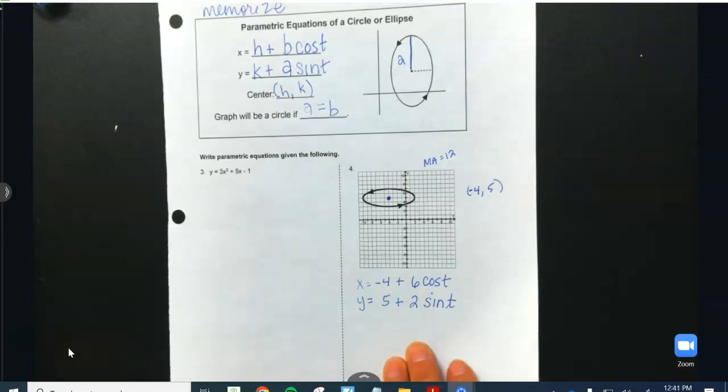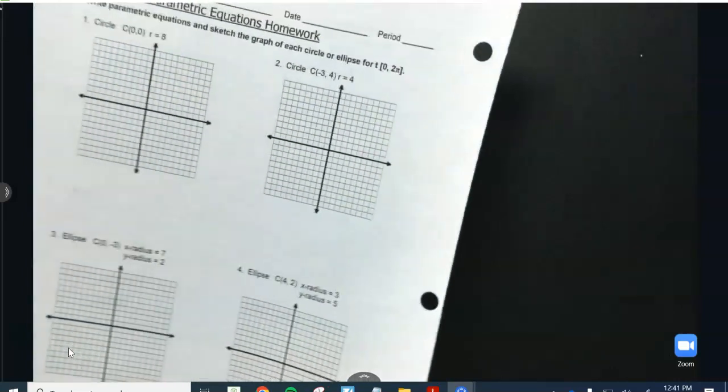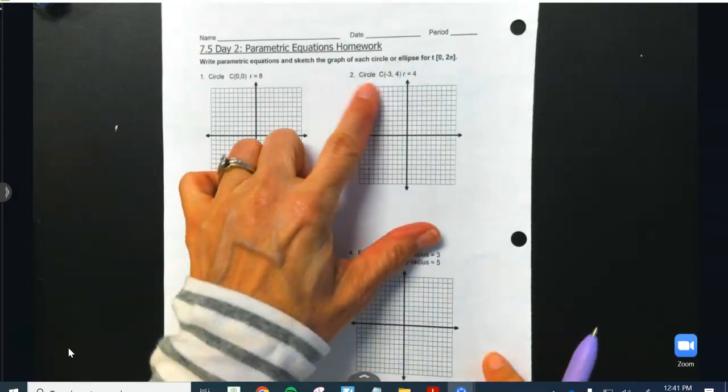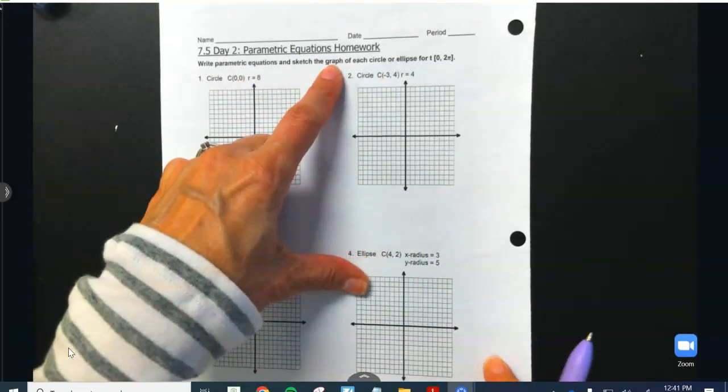All right, let's now go to page 47. So page 47 is your homework, but I do want to do problems 2 and 3. I just want to do a couple more. I don't mind doing some of your homework with you. Let's look at problem number 2. Problem number 2 is a circle. We're going to write the parametric equation and we're going to graph it.